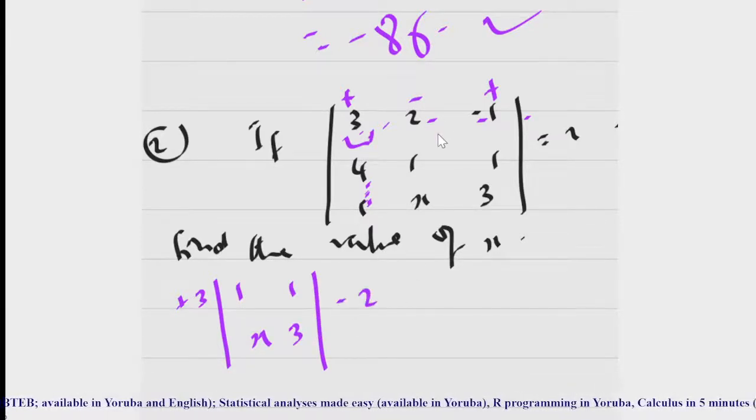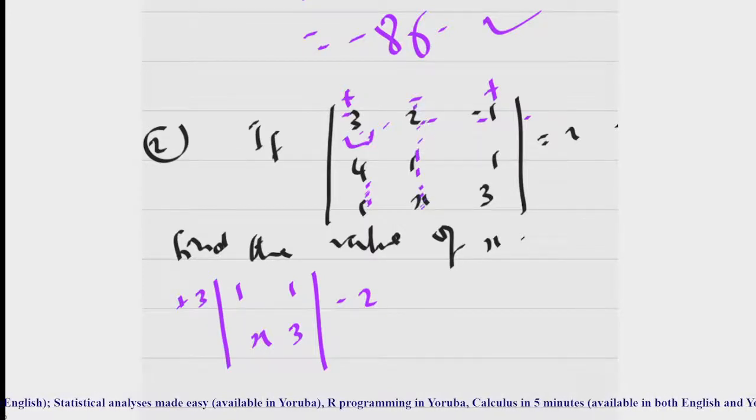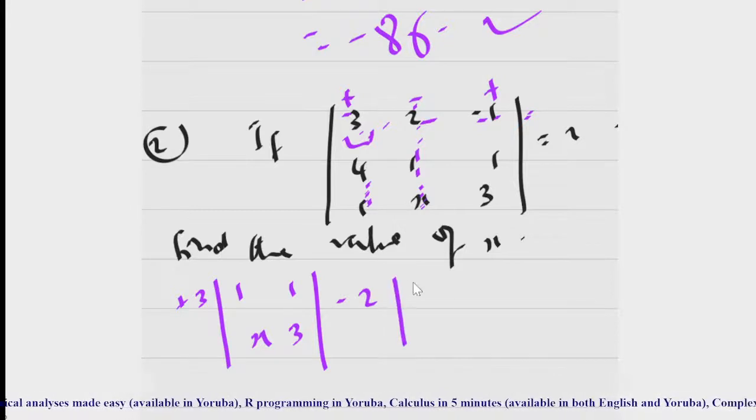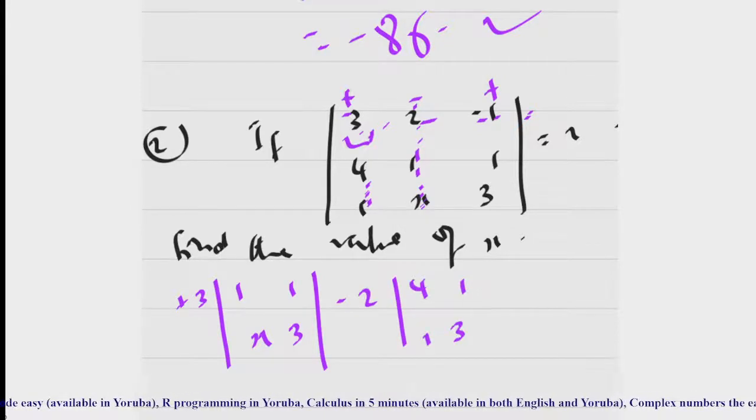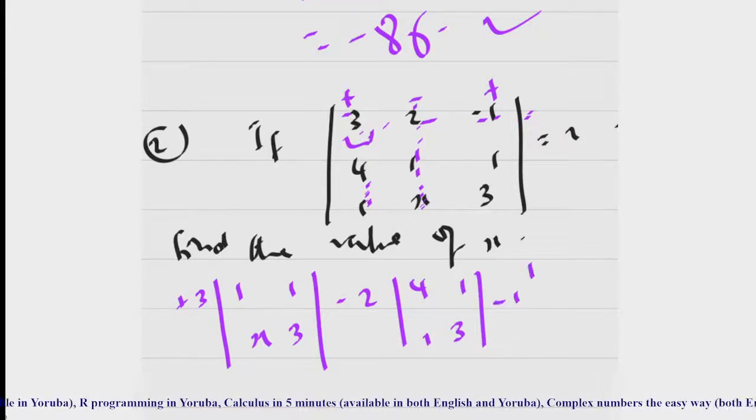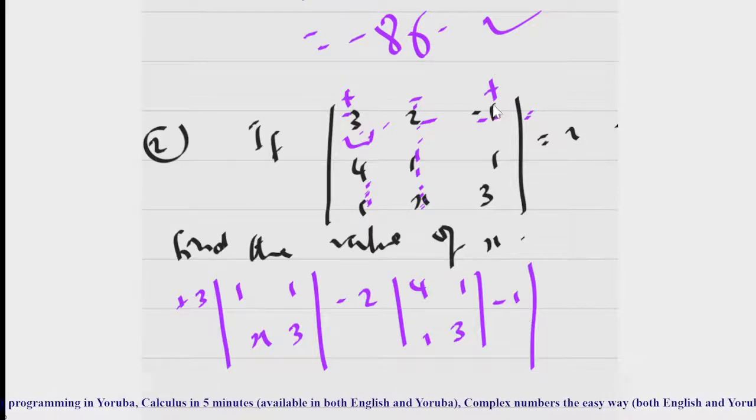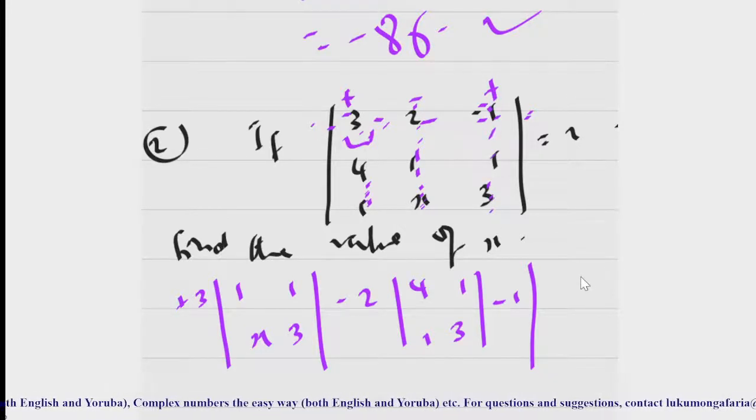Then minus 2, which is the second element. You also clear the row as well as the column. This is the row, this is the column. What do you have left? 4, 1, 1, 3. Then minus 1. You know it's supposed to be plus, but you have minus 1. Plus times minus is minus. You take the minor obtained by clearing the row as well as the column. What do I have left?